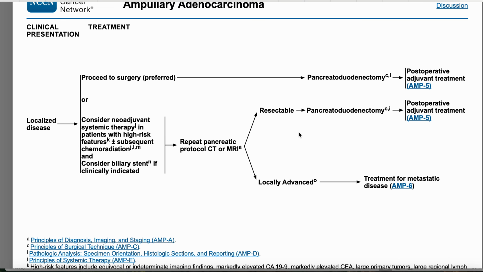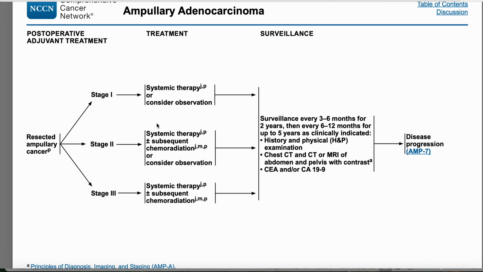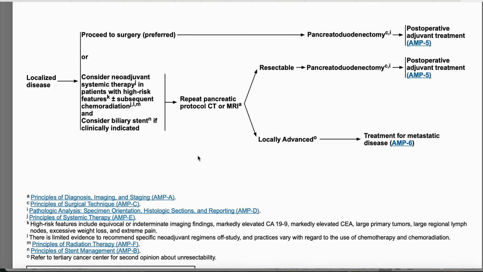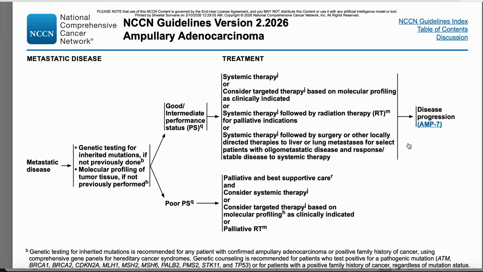Now what if it is resectable post neoadjuvant chemotherapy or chemoradiation? Adjuvant therapy is the same according to the stage. We will give adjuvant chemo or chemoradiation, or we can keep the patient under observation in case of stage 1 and stage 2 disease. And if it is locally advanced, then treatment is according to the metastatic disease.